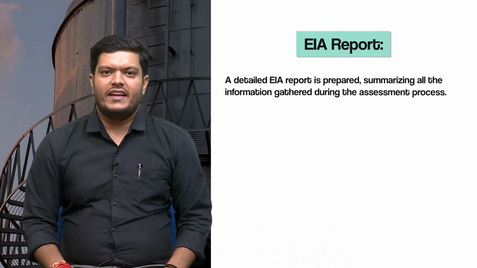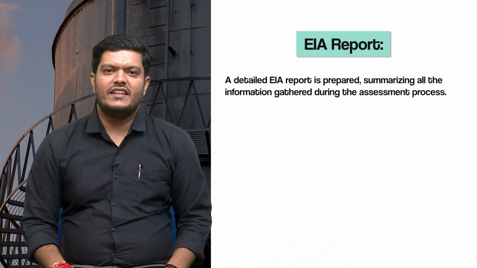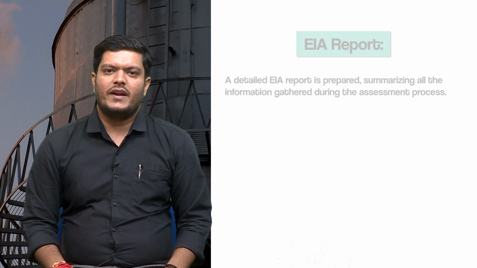Now second is key stakeholders, including government agencies, local communities and experts, are identified and consulted. The scoping process helps determine the environmental factors that will be assessed. EIA report, a detailed EIA report is prepared summarizing all the information gathered during the assessment process.